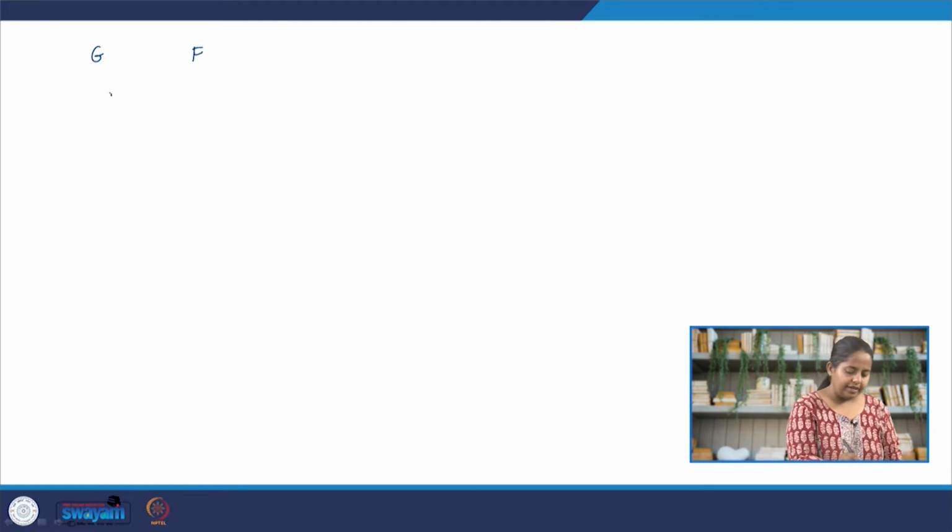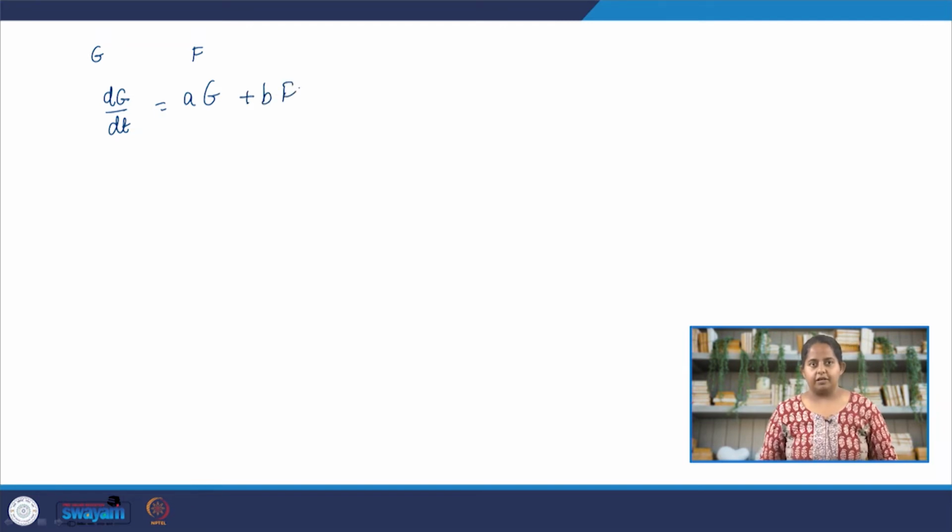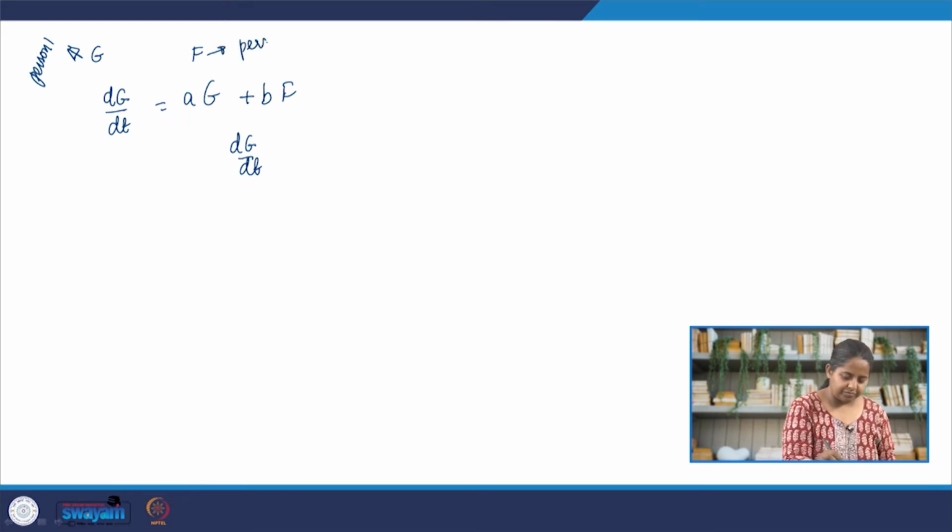So let's say the way in which the feelings of G towards F change are governed by aG, that is, what is G's feeling currently towards F, plus bF, how F responds to G. So basically what you're seeing here is dG/dt. Now just to be clear, G is a person, one, a child, and F is person two. Basically they're children in school. They're friends.